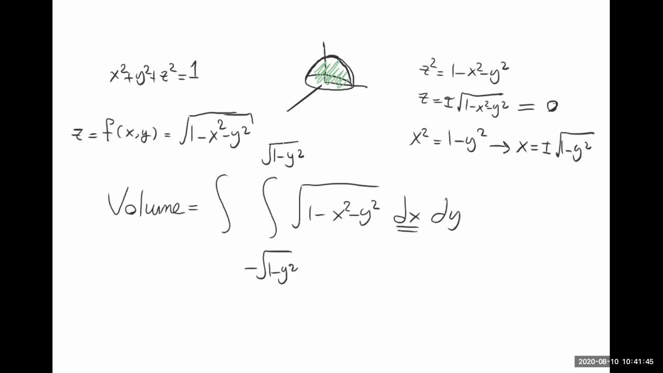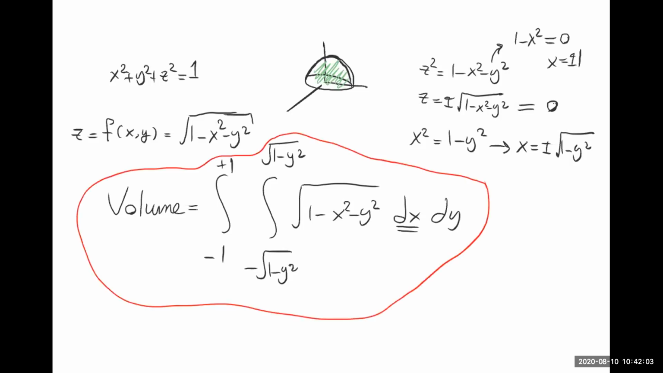What are the bounds for y? I should ignore x. I would get 1 minus y squared. I should let it be 0. y squared would be 1. Therefore, y is plus minus 1. So this is the volume. Now, the second step is to compute this integral. And this is not really easy. I know how to compute this integral, but even in this very easy case, it's not very clean. So this would be the volume, but again, not easy to compute.